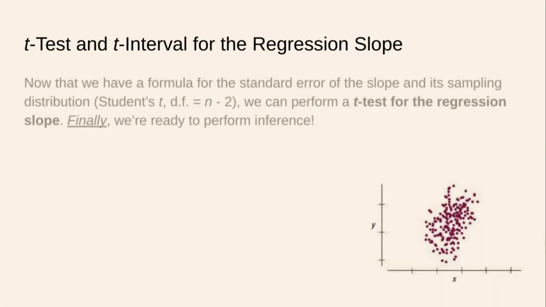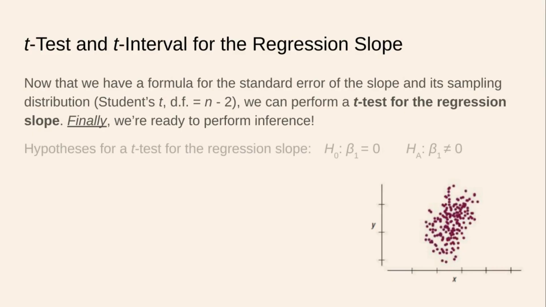So, now that we have a formula for the standard error of the slope and its sampling distribution, we'd use Student's t, degrees of freedom n minus 2. We have a measure of spread for the slope. We have a sampling distribution. We have all the ingredients we need to perform inference. We can perform a t-test for the regression slope. We are able to perform inference at last.